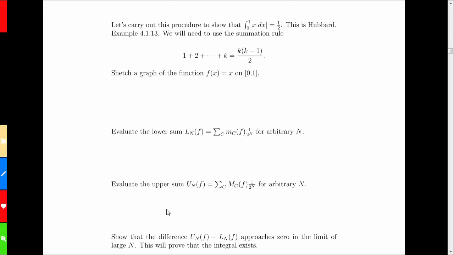What I want to do is show, using this definition, that the integral of the identity function, f of x equals x, from 0 to 1 is 1/2. You know how to do that using antiderivatives, but we're not using any concept of differential calculus yet. We will need the summation rule, that the sum of the integers from 1 through k inclusive is k times k plus 1 over 2. It's a standard exercise in mathematical induction to prove that rule.